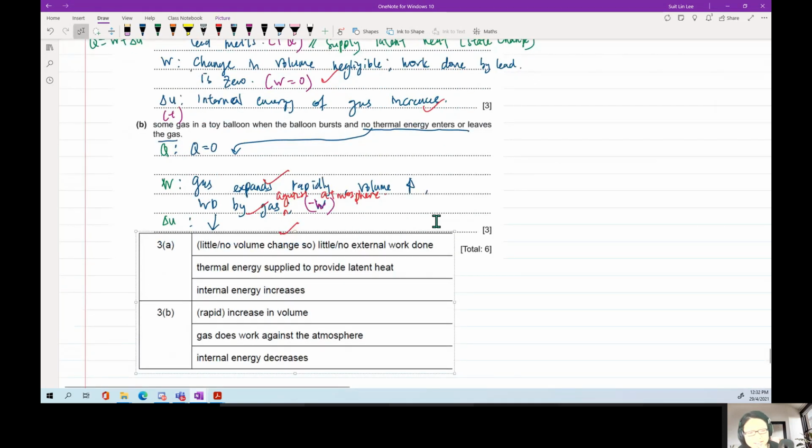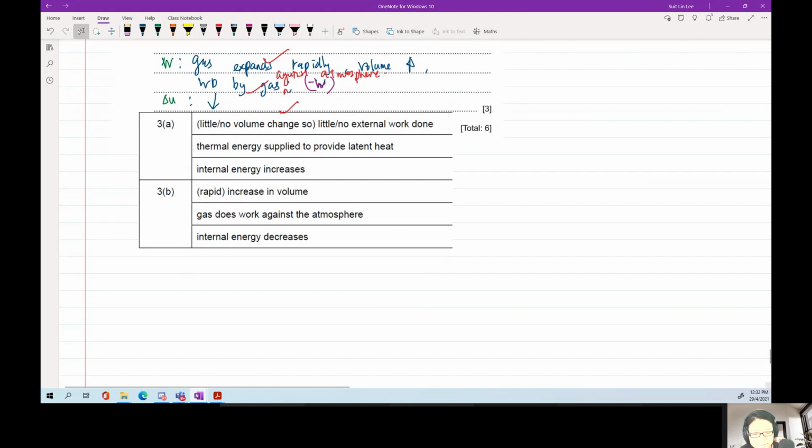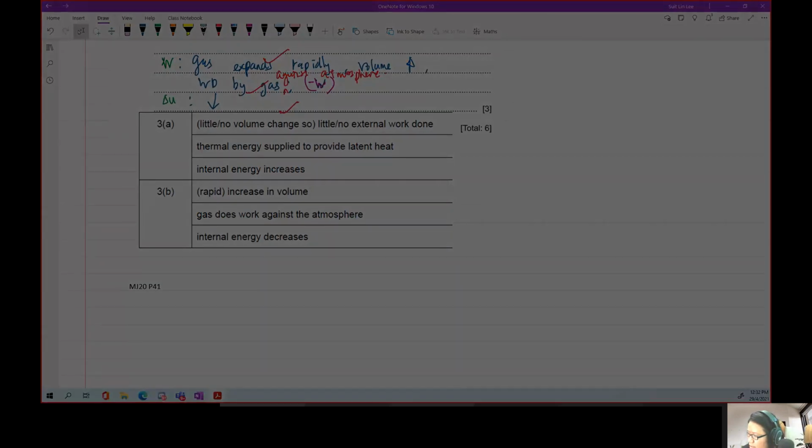So work done by the gas against the atmosphere. But when you see by, it's understood that it's against something. So this is an English term. So that is variant 4.2. Let's look at variant 4.1, MJ20 P41. This one also has a bunch of explains, but it's also about 6. So this is 7 marks.